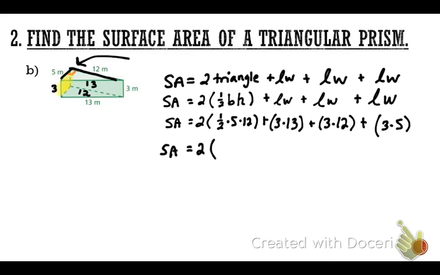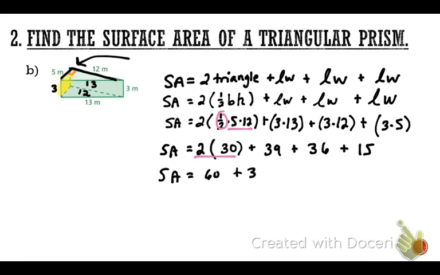So we're going to multiply 2 times. If you look right here, this is 5 times 12, and then I'm going to take half of that. So 5 times 12 is 60, half of that is 30, plus 3 times 13 is 39, plus 3 times 12 is 36, plus 3 times 5 is 15. Now we've still got one that we haven't taken care of yet. That 2 times 30 is going to be 60. And then we're just going to add all the rest of these numbers together. When I add those together, I see that the surface area equals 150 meters squared.